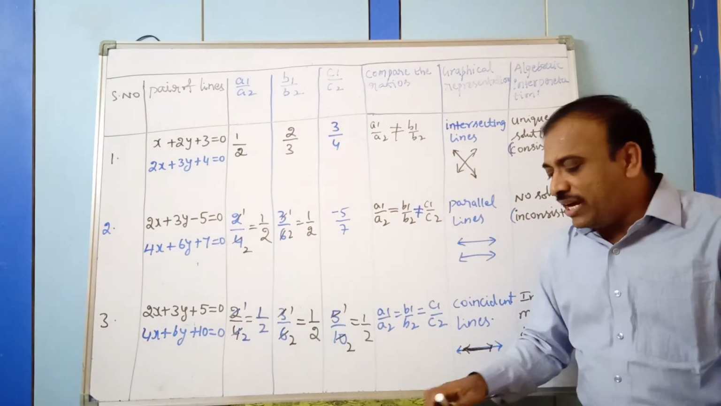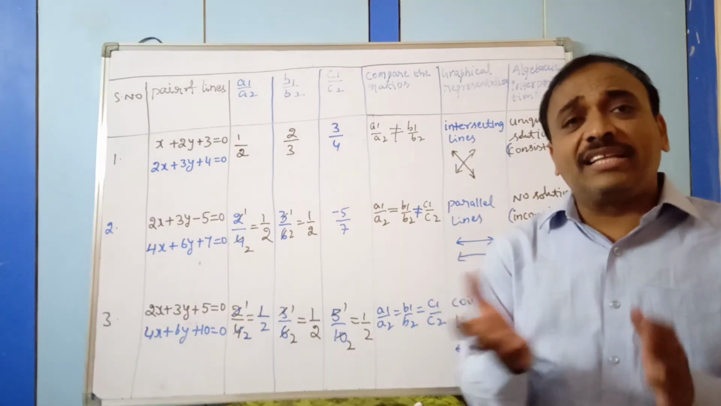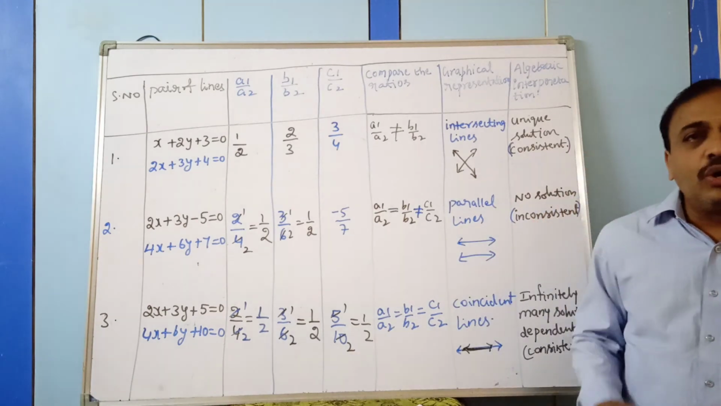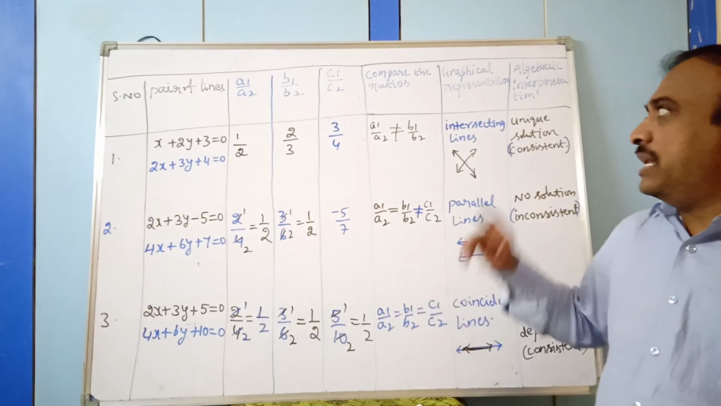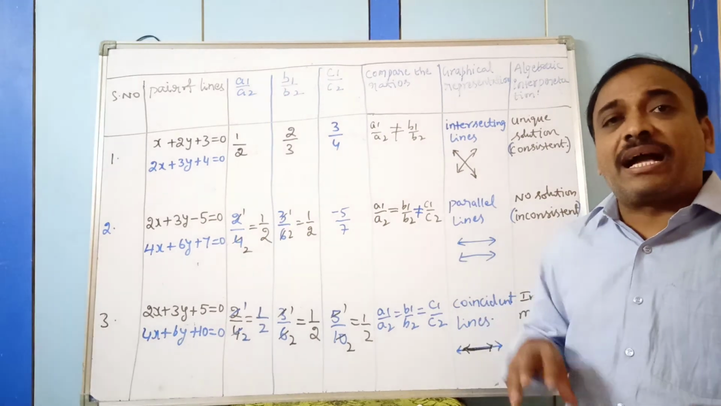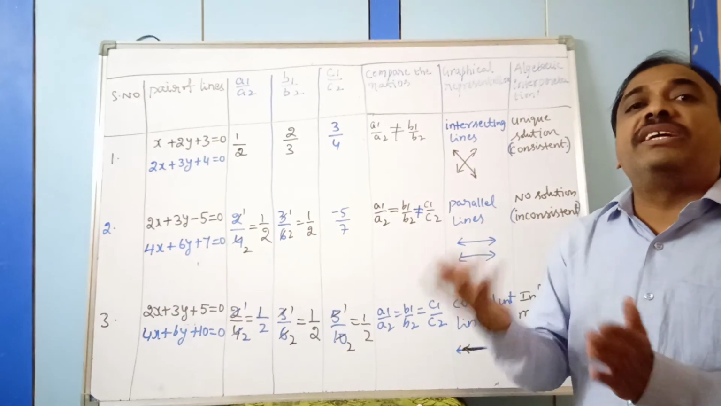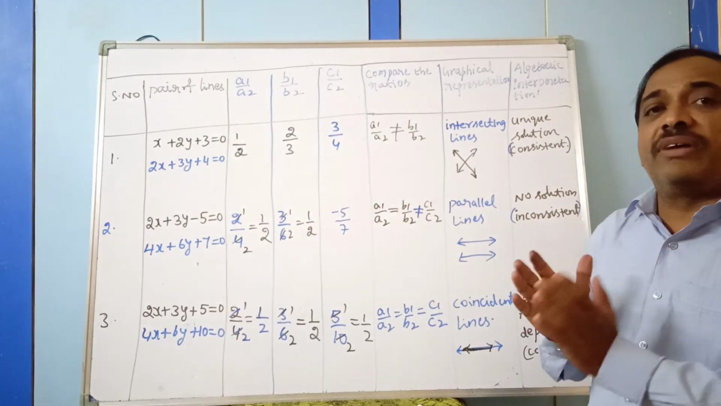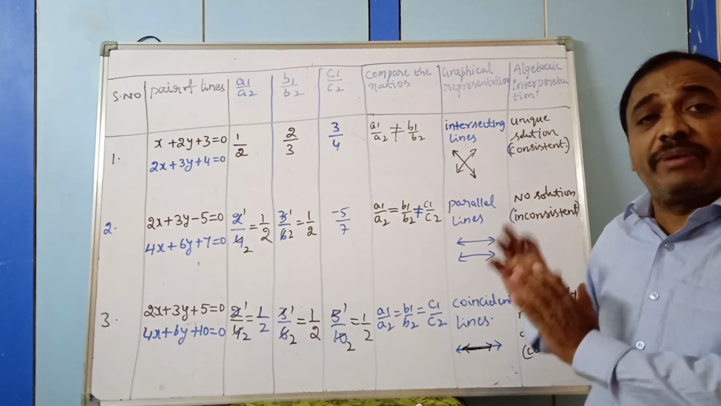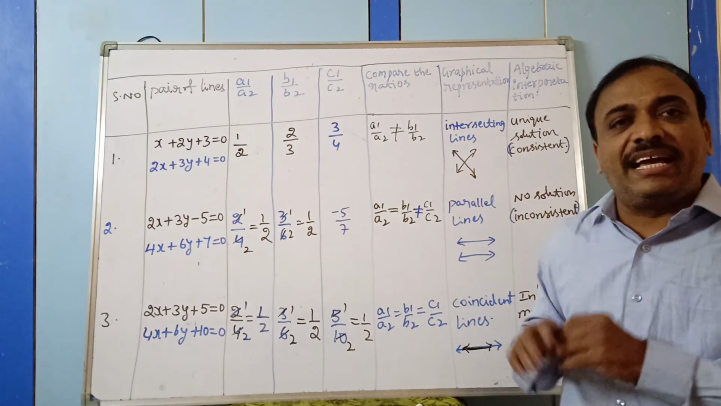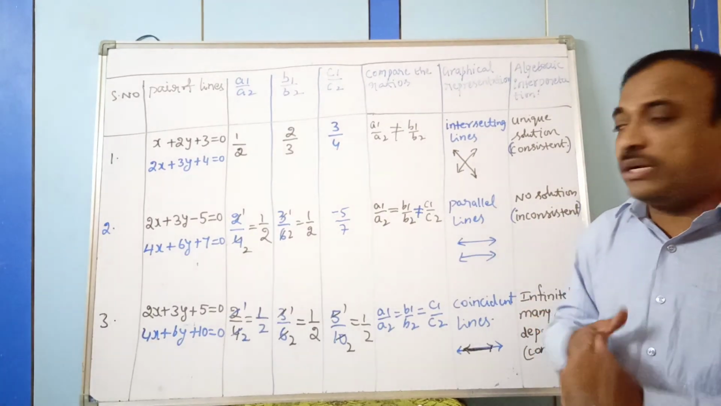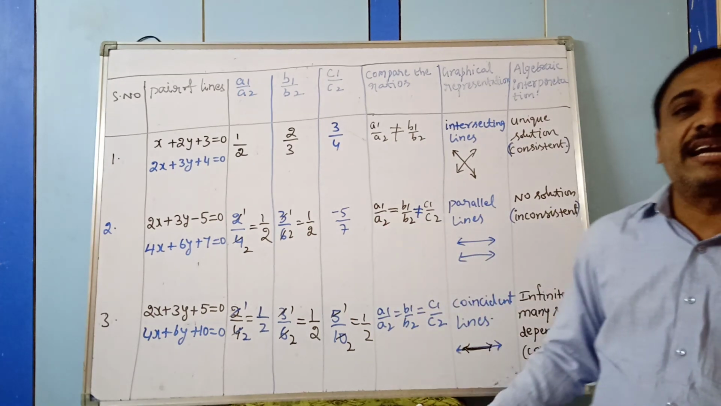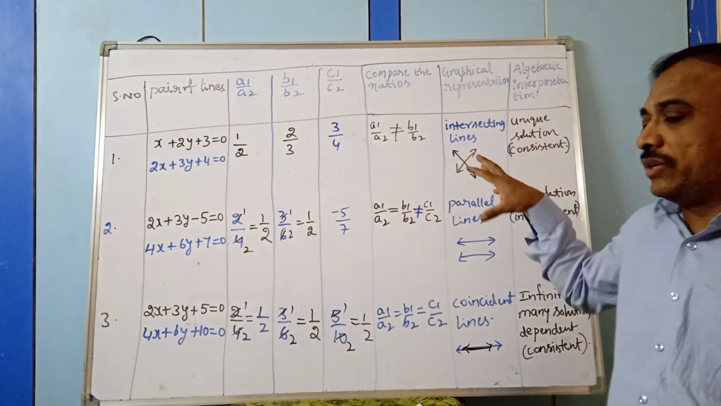I hope you understood what we have discussed. We discussed the methods to get the solution for a system of pair of linear equations in two variables, and how to compare the ratios. After comparing the ratios, what can we define? If all ratios are equal, coincident lines. If the first two are equal, A1 by A2 equal to B1 by B2, not equal to C1 by C2, parallel lines. If A1 by A2 is not equal to B1 by B2, then intersecting lines. This is today's session what we have discussed.